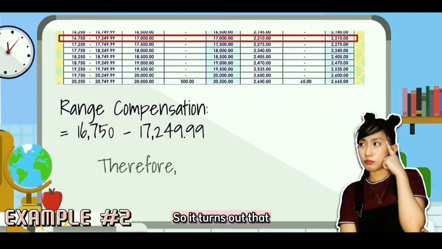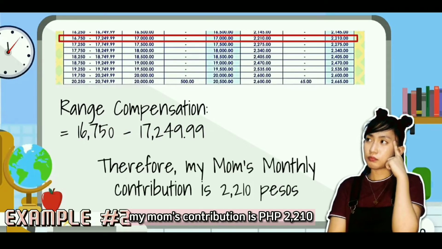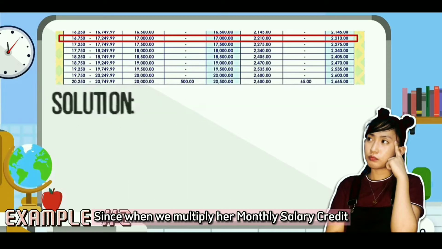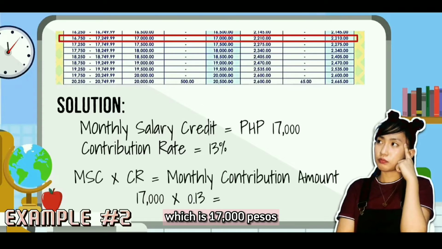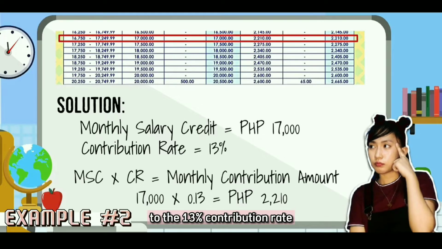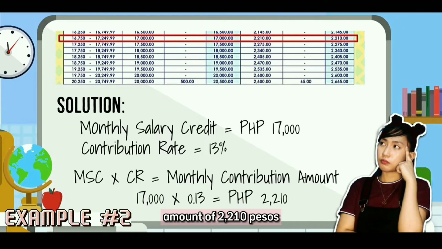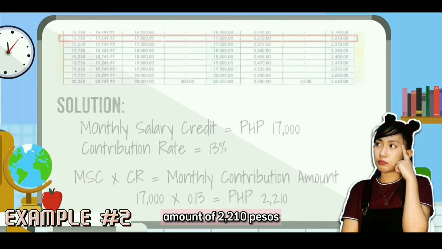So it turns out that my mom's contribution is 2,210 since when we multiply her monthly salary credit, which is 17,000 pesos, to the 13% contribution rate, she will get the monthly contribution amount of 2,210 pesos.